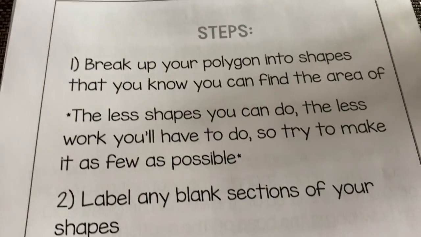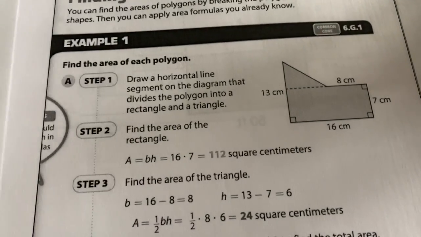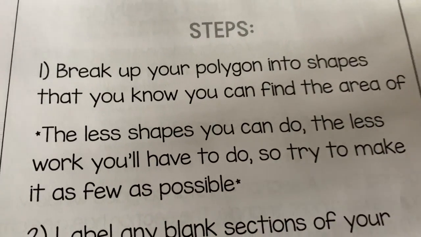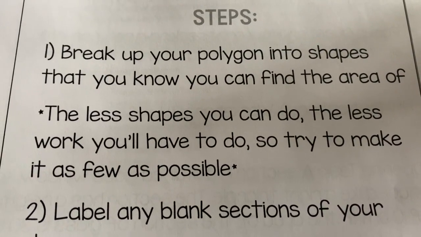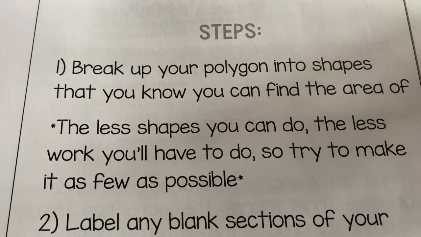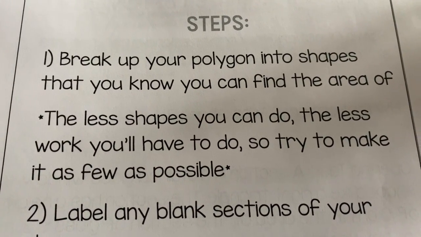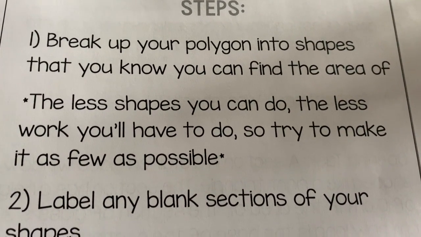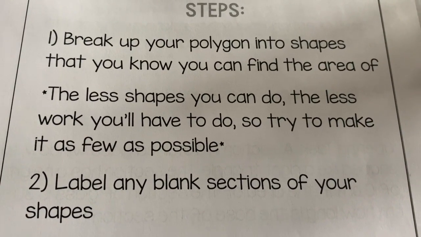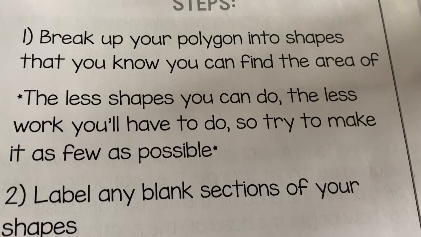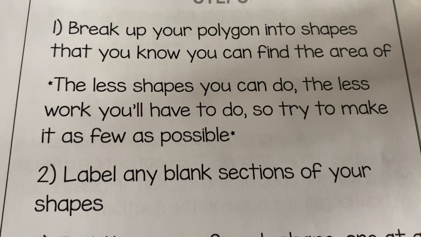So the type of shapes that we're looking at in these questions have multiple shapes that make them up. So your job is to find the total area. There's not one formula that you can use because it's a figure that's made up of multiple shapes. So what you have to do is break up that figure into the shapes that you know, find the area of those, and then add them all together. So the fewer shapes that you can break it up into, ultimately the less work you have to do.